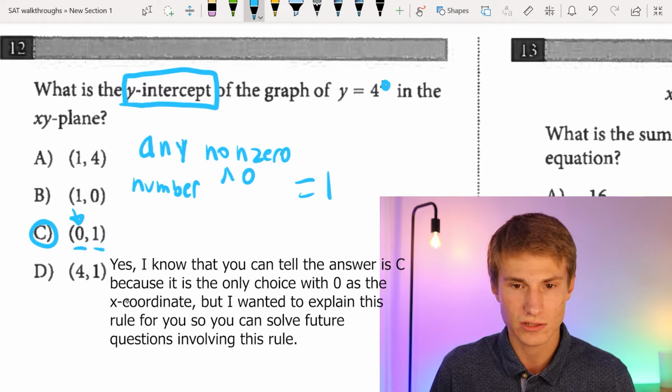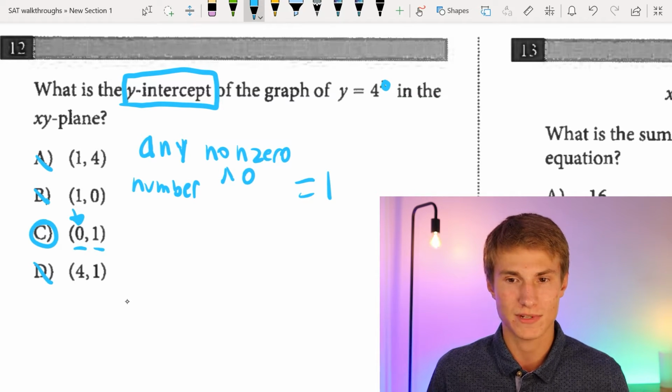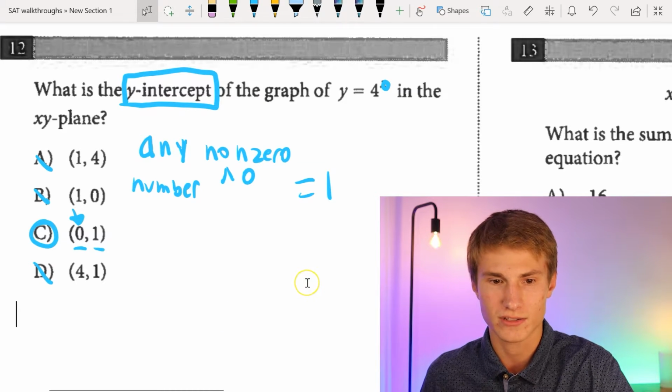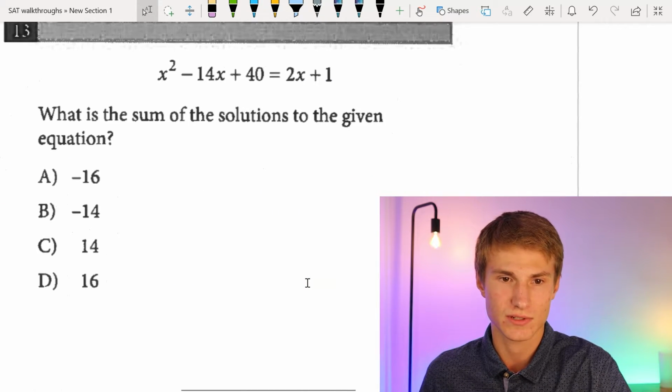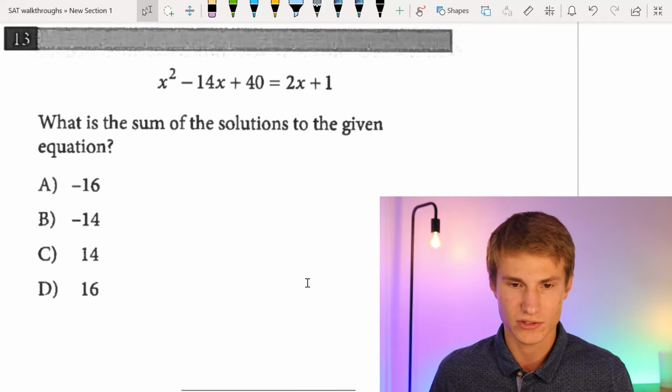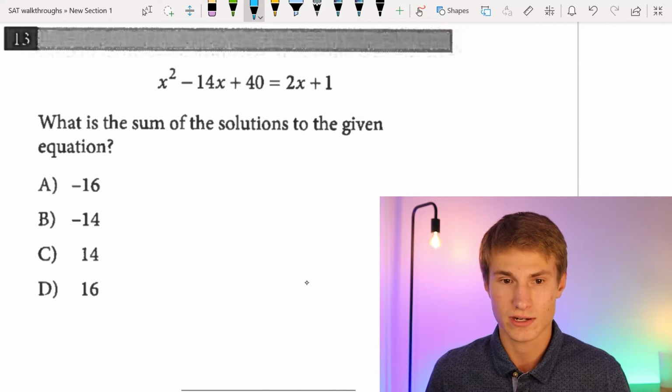So since it's asking you for your y-intercept and you know your x-coordinate has to be 0, you could just go ahead and answer C without even knowing what your y-intercept actually equaled, just because you know your y-intercept occurs when x is 0. But I wanted to show you how to solve that just in case there was ever a situation where multiple answer choices have 0 as their x-coordinate.